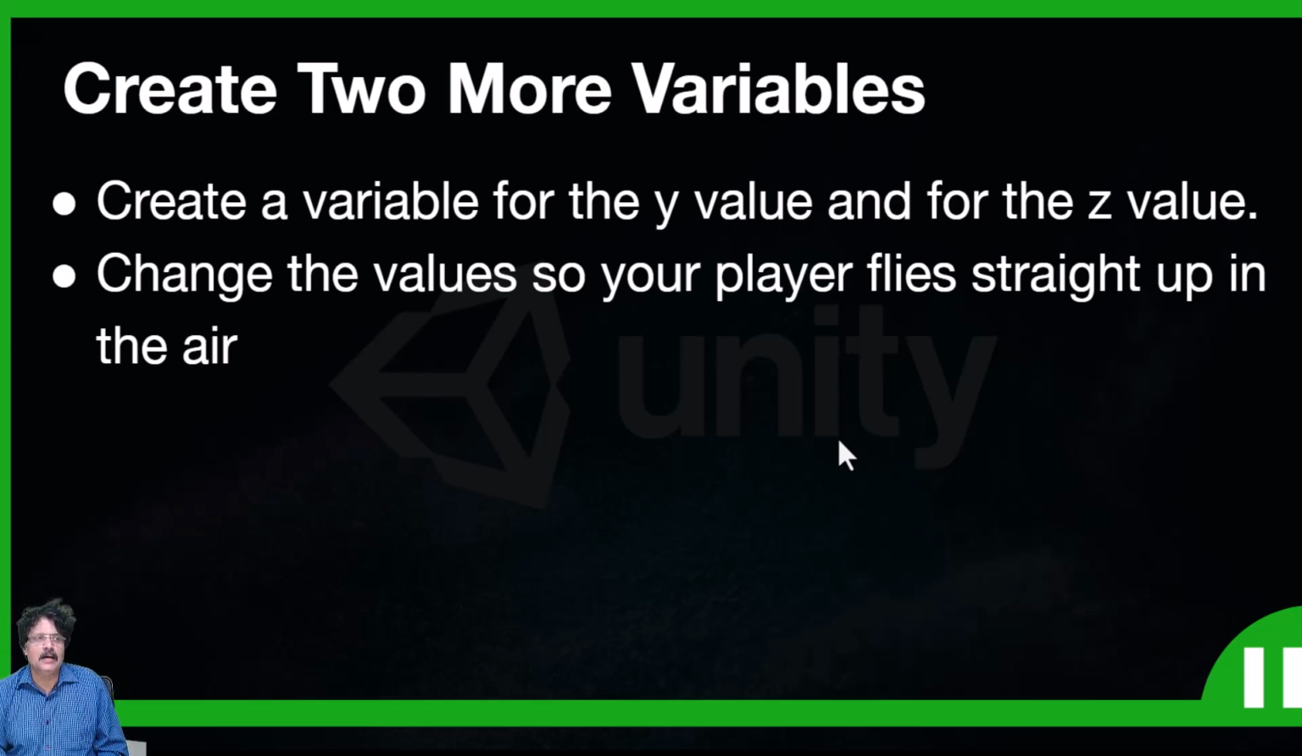You have to declare two more variables, y and z, and then change the value so that your player flies straight up in the air. Without seeing my video, first try to implement it. I will give you a 5-second break. Okay. So, I think you have successfully done it. I will show you the answer now.